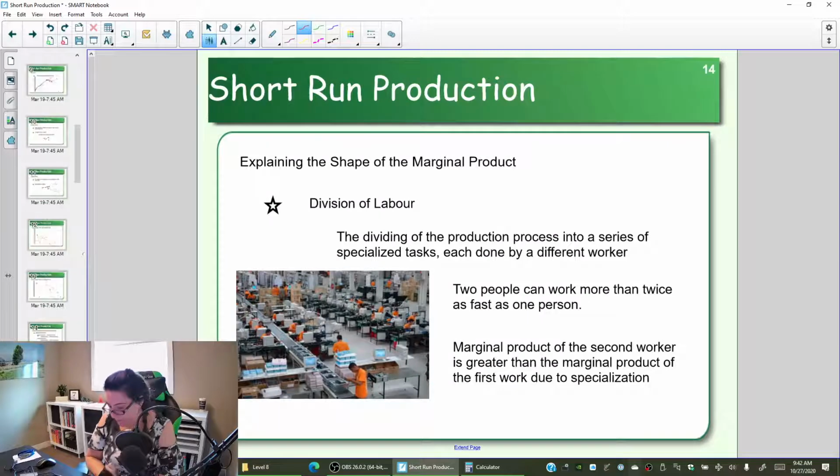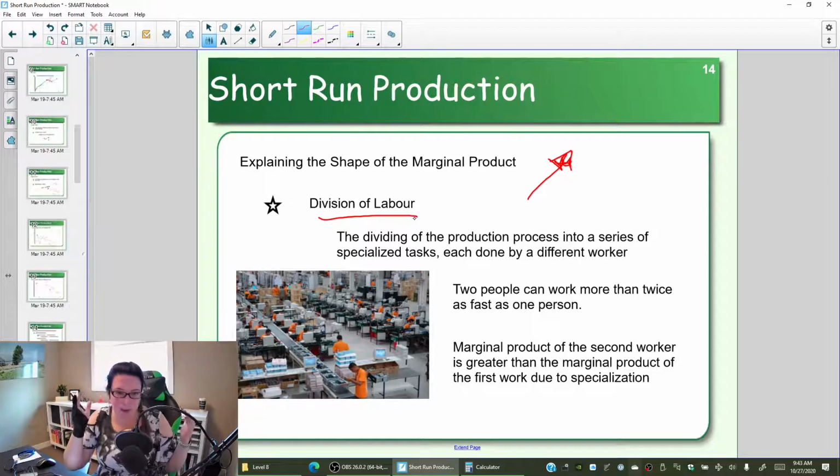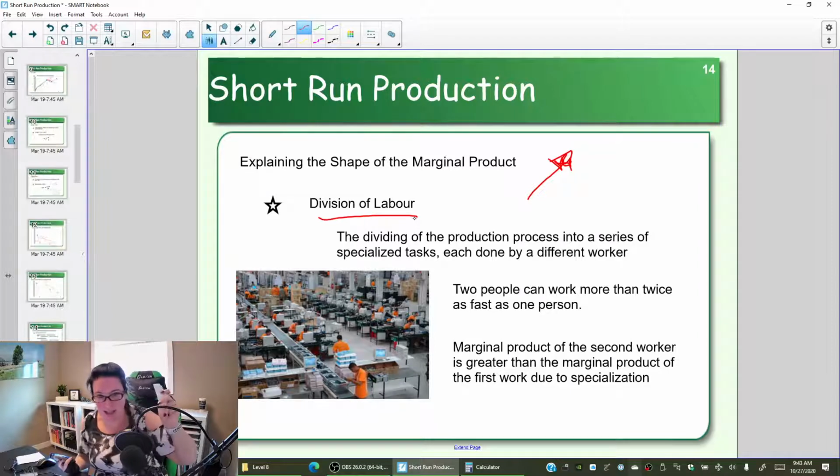Well, let's start with why the marginal product would go up. Our marginal product goes up when we take advantage of divisions of labor. Divisions of labor is where we can take our tasks and divide them up into different specialized tasks. So when it comes to making our widgets, what are the different tasks we can do? Well, one task is to fold the first time. One task is to fold the second time. One task is to staple. So we can divide this job up into different specialized tasks.